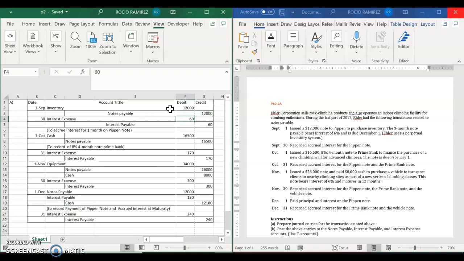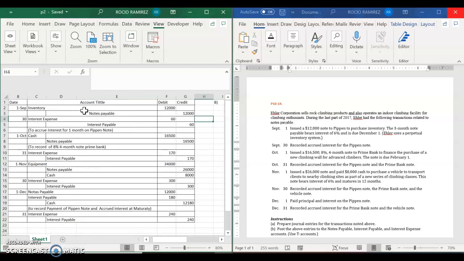Okay, the second transaction is on September 30, and it says record accrued interest for the Pipen note. So we are going to accrue the interest for this note that we had in the first transaction. We are going to calculate the interest just for 1 month. We are going to accrue just 1 month because the transaction was on September 1st, but we are going to record the accrued interest on September 30, which is 1 month.